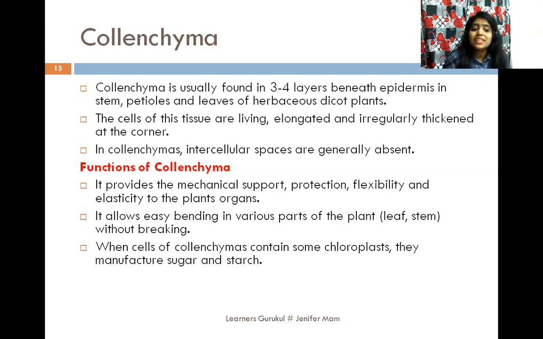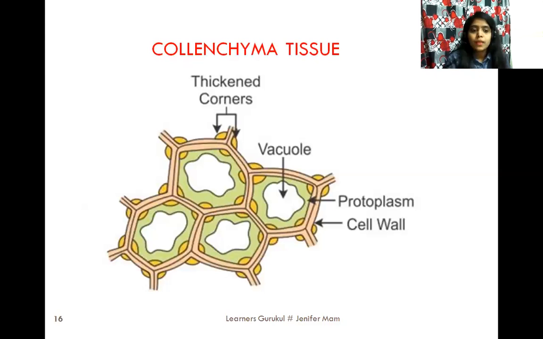When the cells of collenchyma contain some chloroplast, they can produce sugars and starch. So this is the diagram of collenchyma tissue. You can see a bigger vacuole is present, and there is also protoplasm and a thin cell wall. You can see the corner is also thickened. So there will not be any intercellular spaces in this.